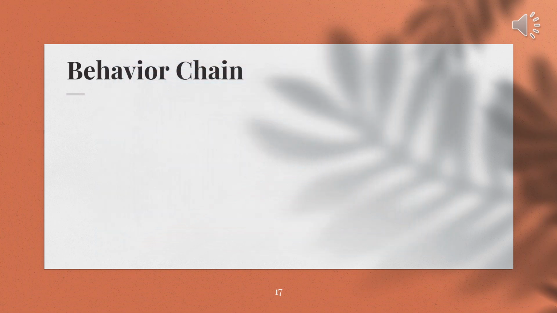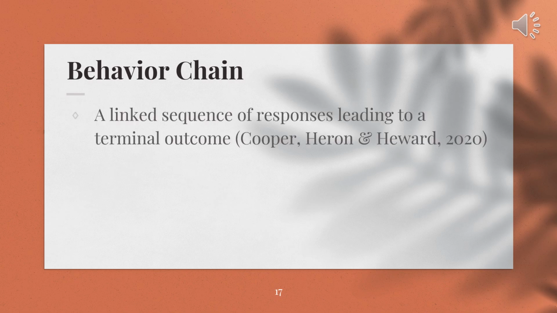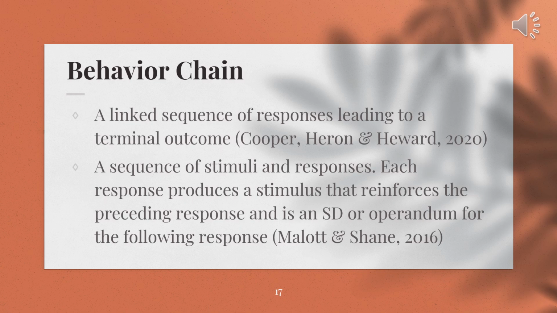Now that we've discussed task analyses, the next topic of discussion is going to be chaining. Cooper, Heron, and Heward define behavior chain as a linked sequence of responses leading to a terminal outcome. To go a little bit more in detail, Principles of Behavior by Malott and Shane define behavior chain as a sequence of stimuli and responses. Each response produces a stimulus that reinforces the preceding response. It is an SD or operandum for the following response.